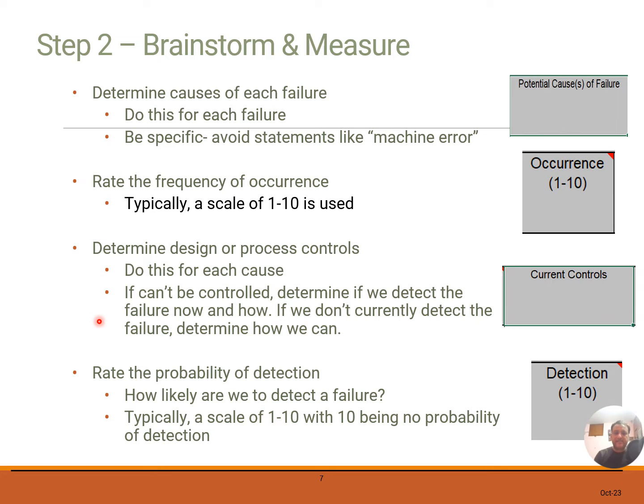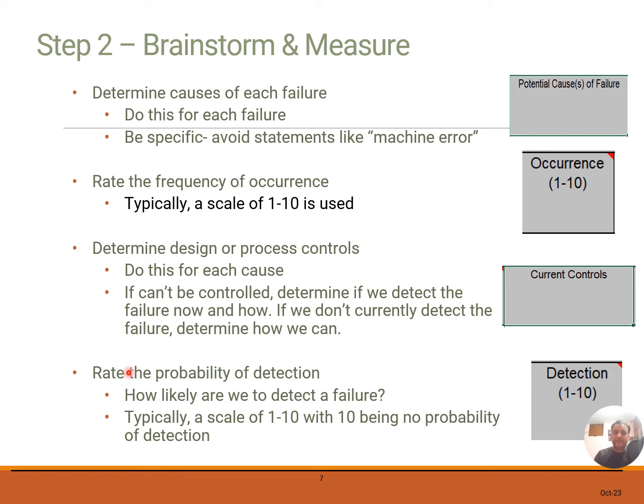Next, assess the design or process controls in place for each of these causes. Determine if the cause can be controlled, and if not, evaluate if the failure can be detected in the current system and how. If the failure is not currently detected, brainstorm on methods to identify it. The proactive approach ensures that potential failures are caught before they escalate and prevents costly consequences down the line during your production or services.